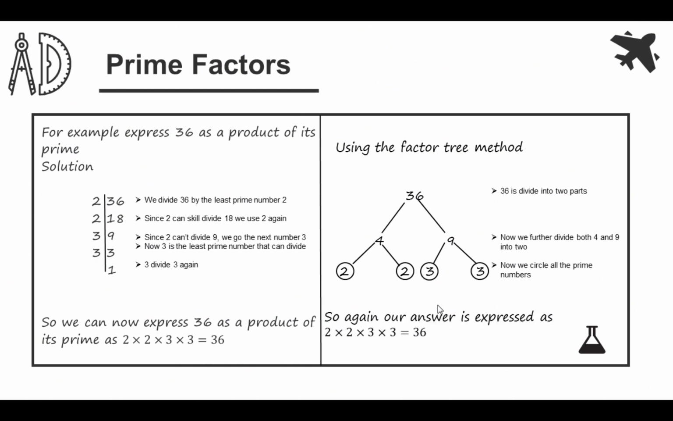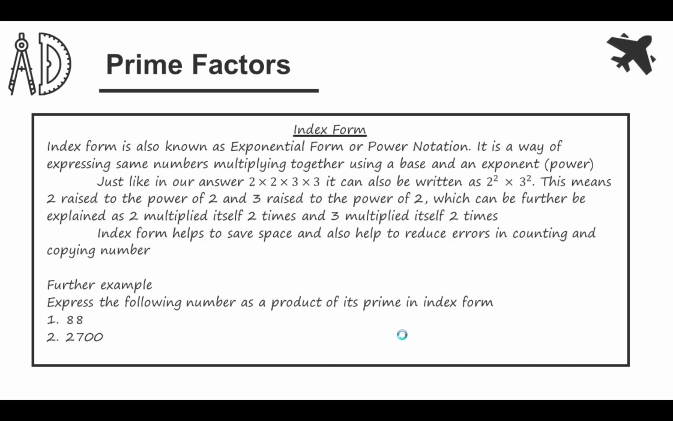We are circling 2, 2, 3, 3. So again, our answer is expressed as 2 times 2 times 3 times 3. Remember, we say that prime factorization is unique in a way that no matter the method you use, you will always arrive at the same answer.